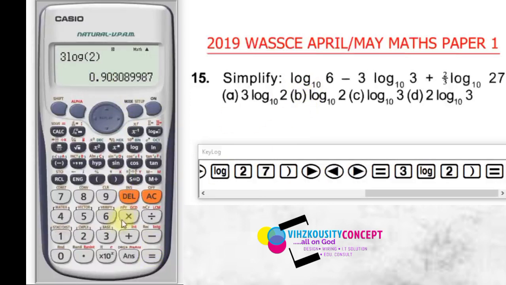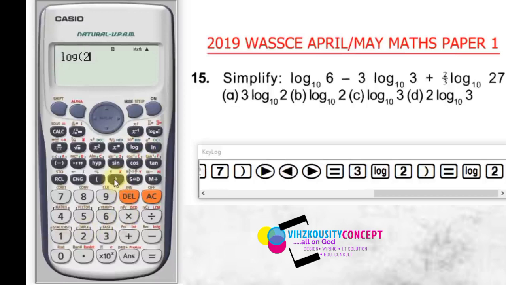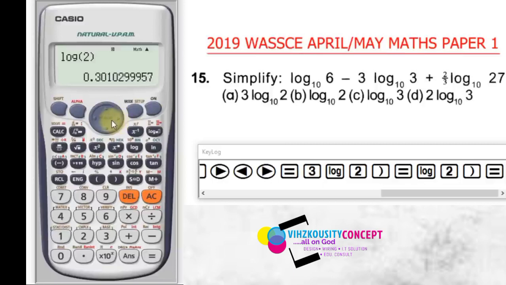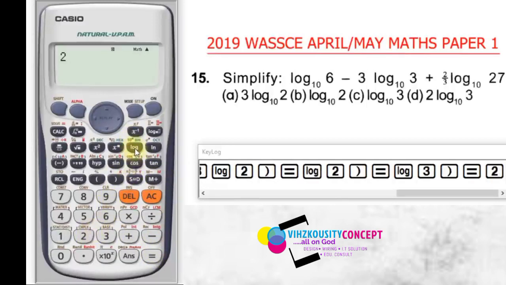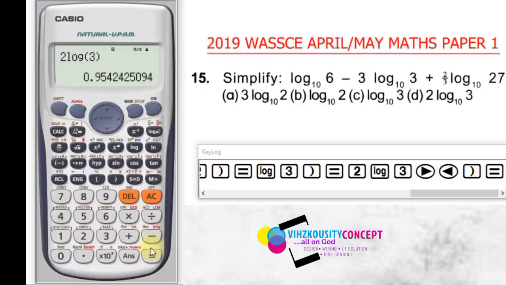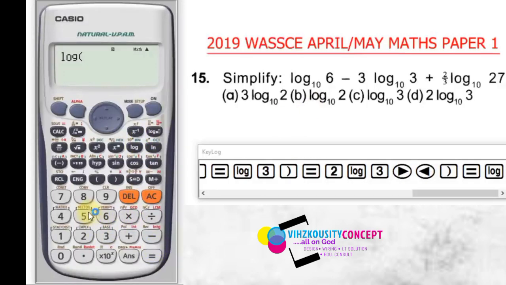In the second option, log 2, this is 0.30102. And I think this is going to give us the right answer. But just to check, log 3, that's 0.47717, then 2 log 3, close the bracket, 0.9424.